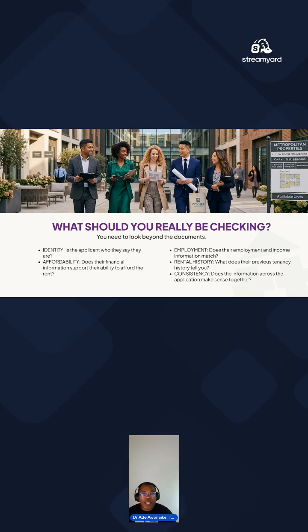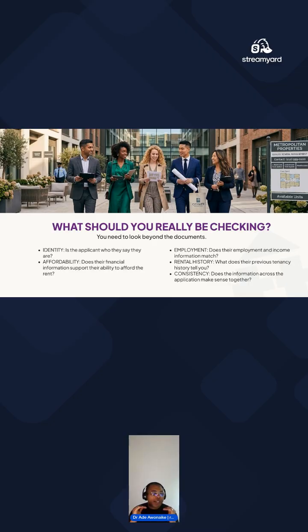So what should a strong referencing process look like? I'll suggest thinking about 5 things. Number 1, identity. Is this applicant actually who they say they are? Number 2, affordability. Does the financial information available support their ability to afford the rent long term? The third is employment. Does their employment and income information match the wider picture that they are presenting? And the fourth, what does their previous tenancy history tell you?